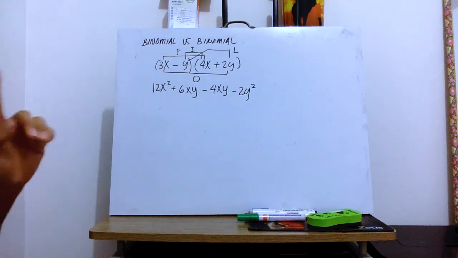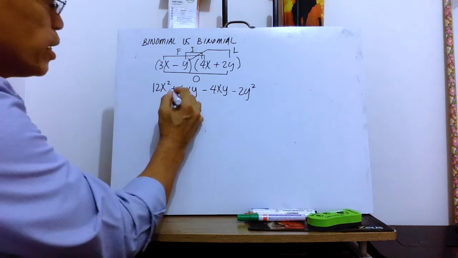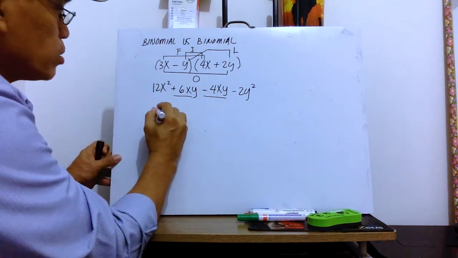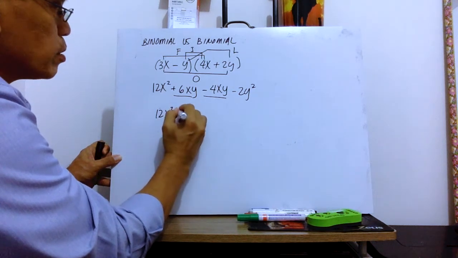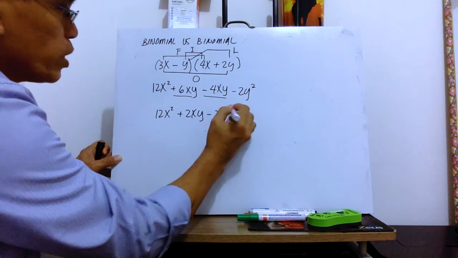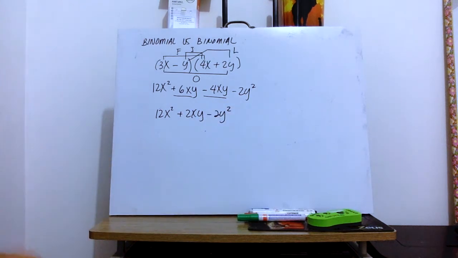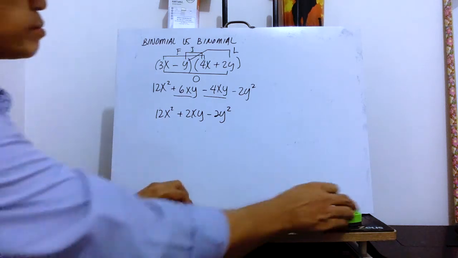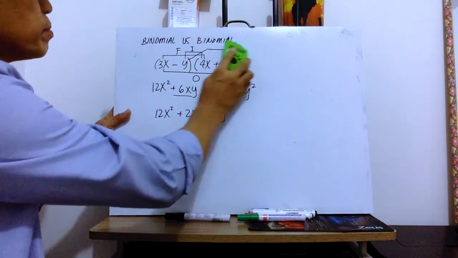And the last step is to combine like terms. And these are like terms. So that will be 12x squared plus 2xy minus 2y squared. All right. One more.